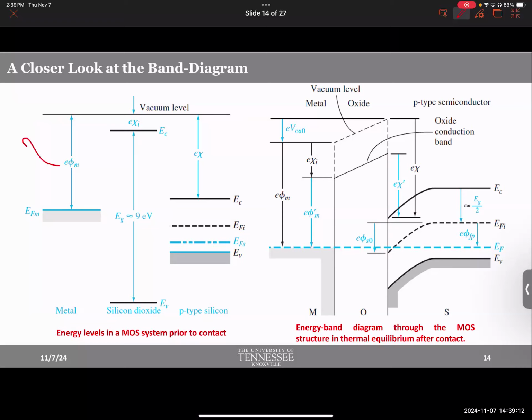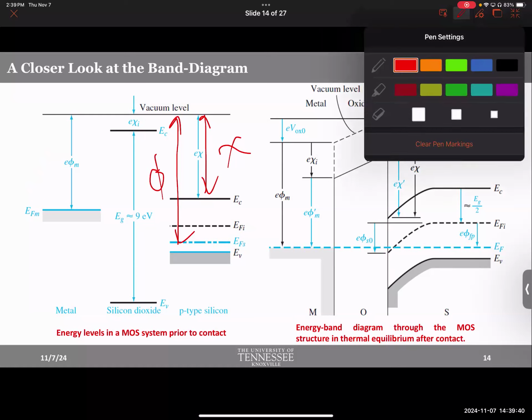You see, we don't have any chi for the metal side. Why is that? Because there is no conduction band in metal, right? Metal is just at the Fermi level. But for semiconductor, you have both. You have conduction band, so you have chi. You have Fermi level, so you can also define phi. Separation between Fermi level and vacuum level is phi, or work function, and chi is electron affinity.